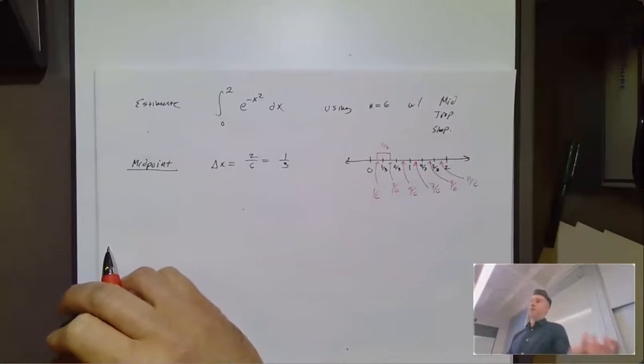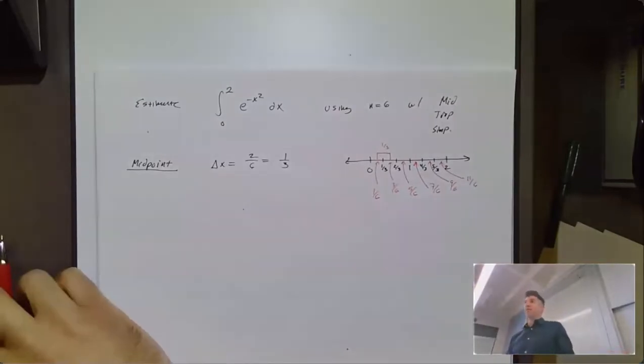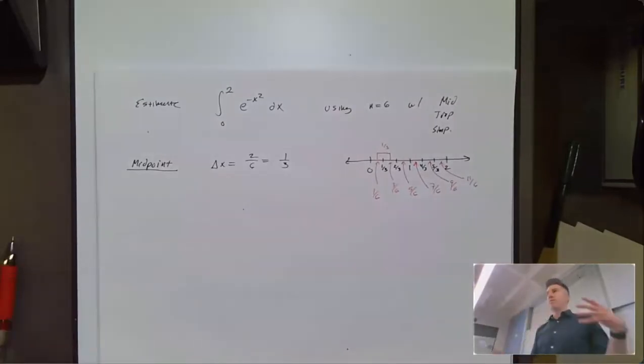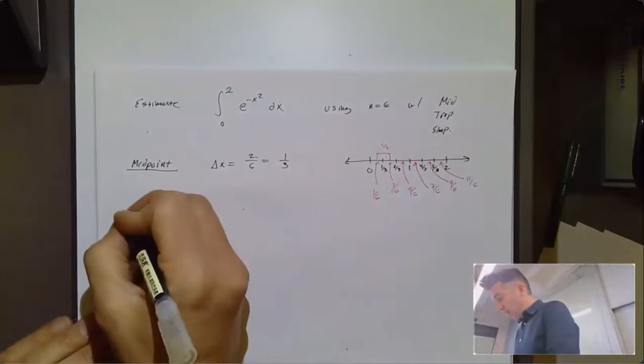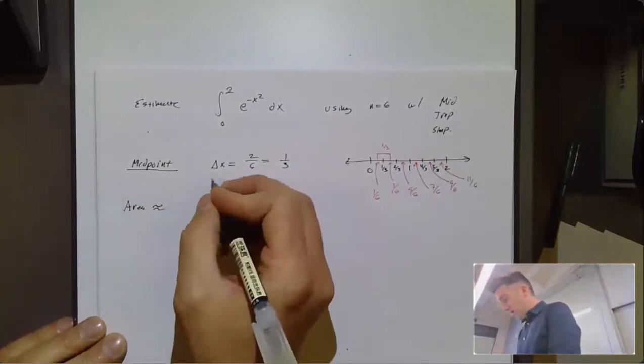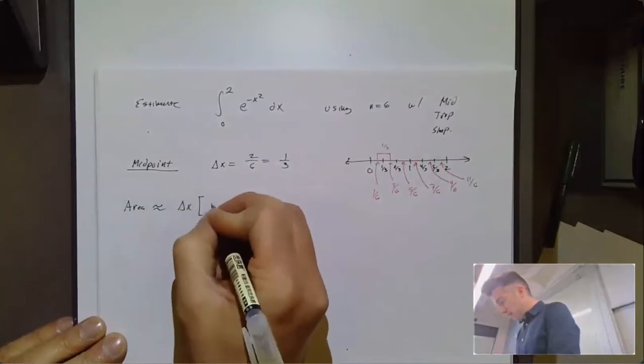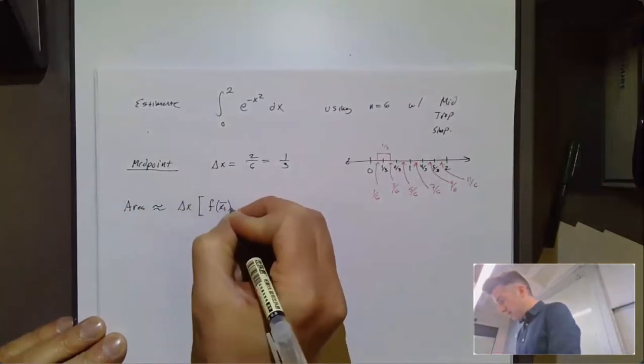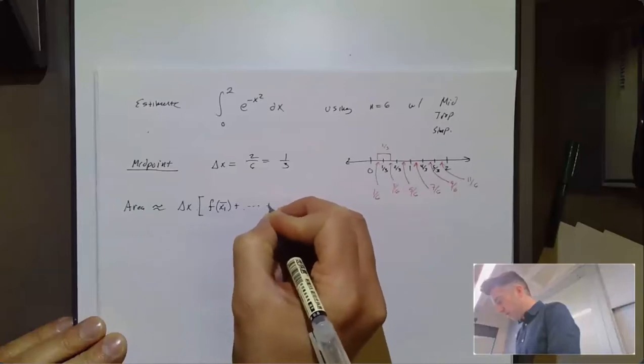So that's how I would find the midpoints. I feel like that's the easiest way of doing it. If the numbers are nicer, you don't have to work so hard, but I feel like these numbers are ugly enough that we should do it this way. And then my area is going to be approximately my delta x times f of the first midpoint plus f of all the other midpoints up until f of the last midpoint.